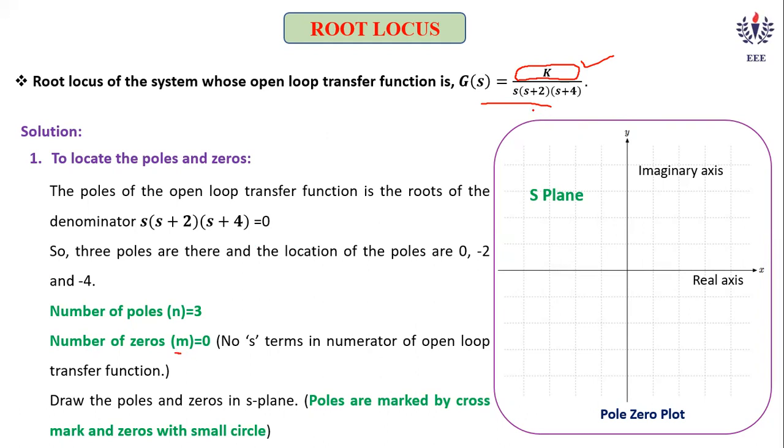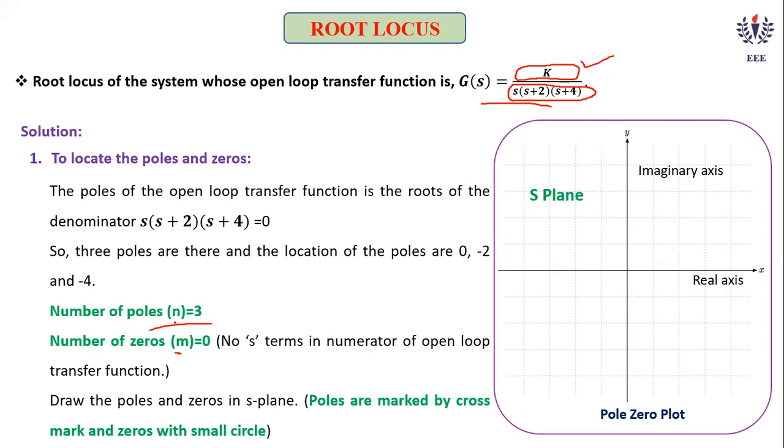And coming to the poles of the system. Poles we are finding from the denominator part of the transfer function. If you observe the denominator, we are having three s terms. So the number of poles will come as 3. Number of poles we are representing as n equal to 3.